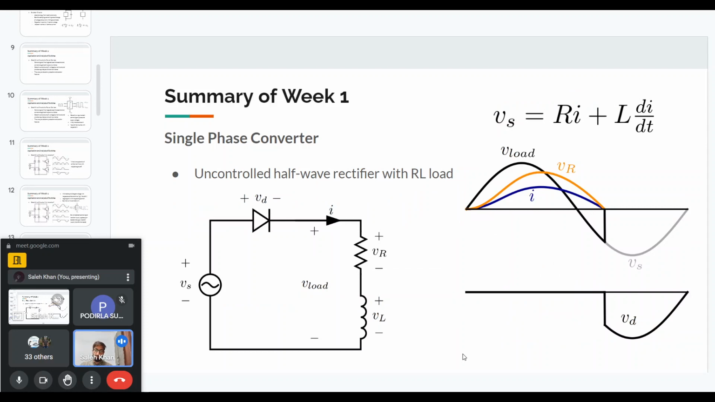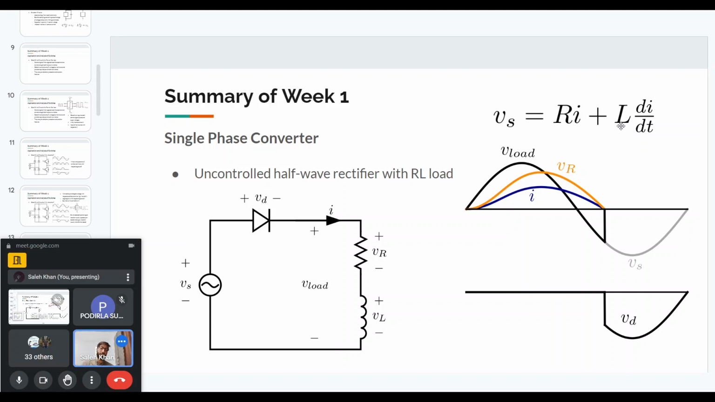So I'll briefly talk about an uncontrolled half-wave rectifier with an RL load. When the Vs voltage is positive, the diode will be forward biased. So basically, it will just turn on, and the Vs voltage will come across the load, which is an RL load. When the diode is turned on, we will have a differential equation that we need to solve in order to find the current. And that differential equation is given here. Vs is equal to the drop across the resistor, the IR drop, and the inductive voltage drop, which will be L di/dt.